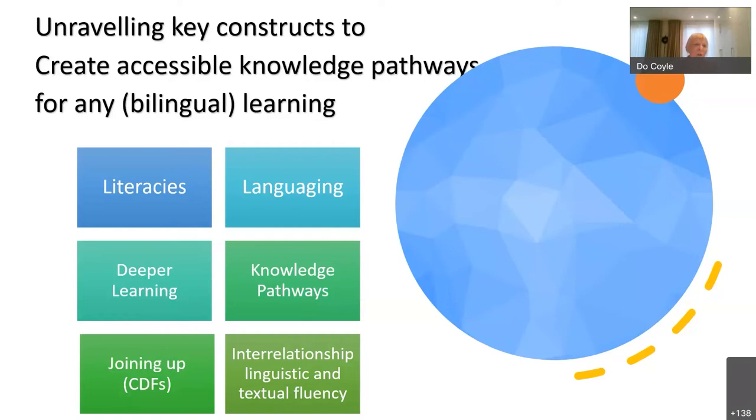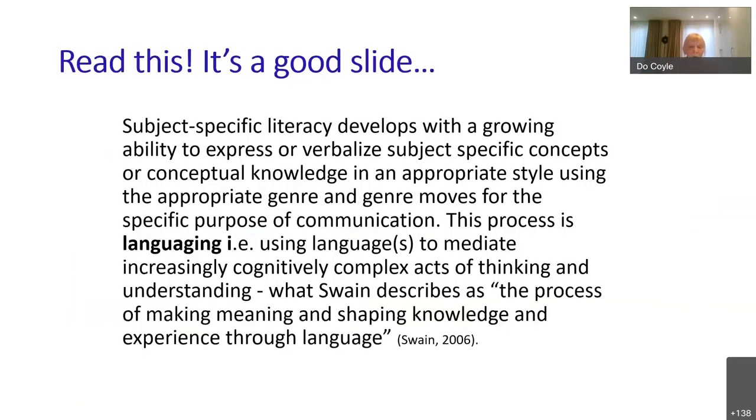So I've said, read this, it's a good slide. I love this one, it's a Swain from 2006. So some of the sources that we're using have been around a long time. Subject-specific literacy develops with a growing ability to express or verbalize subject-specific concepts or conceptual knowledge in an appropriate style, using the appropriate genre and genre moves for the specific purpose of communication. And remember, communication is not only with others, but also for self. This process is languaging, that is, using languages to mediate increasingly cognitively complex acts of thinking and understanding.